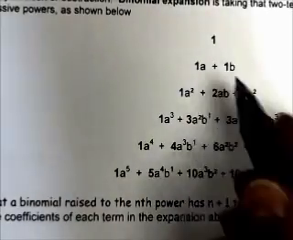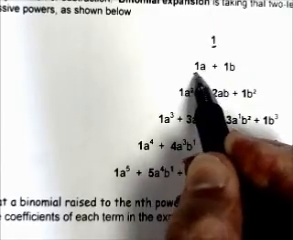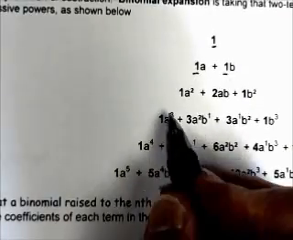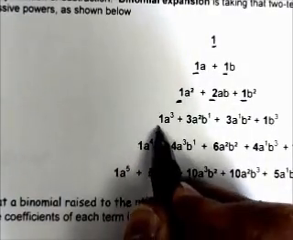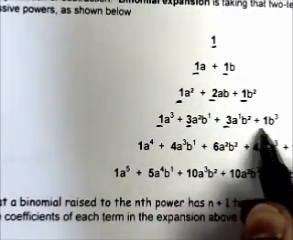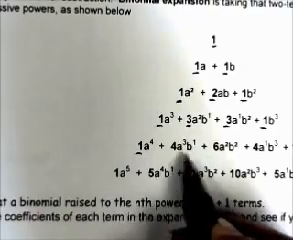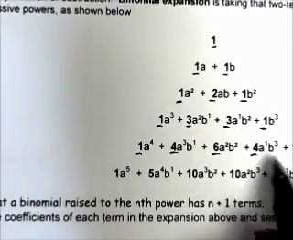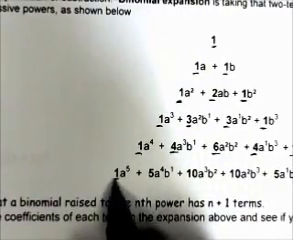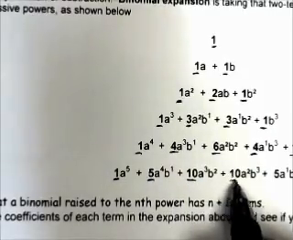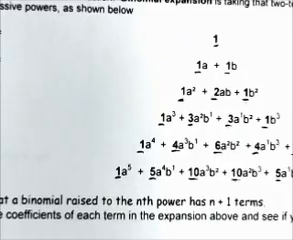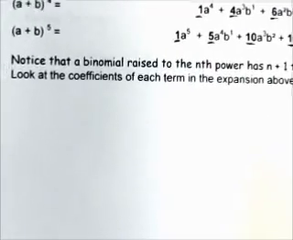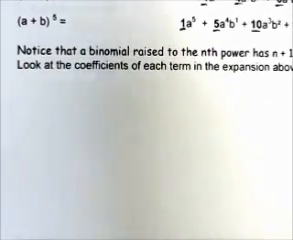Just looking at the coefficients. 1, 1 and 1, 1, 2, 1, 1, 3, 3, 1, 1, 4, 6, 4, 1, 1, 5, 10, 10, 5, 1. Okay, this pattern is as such. We're going to form a triangle.